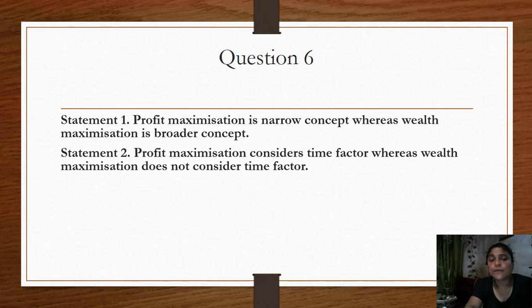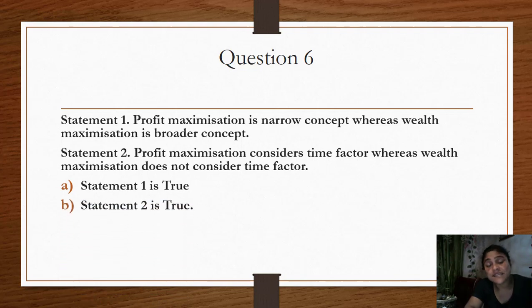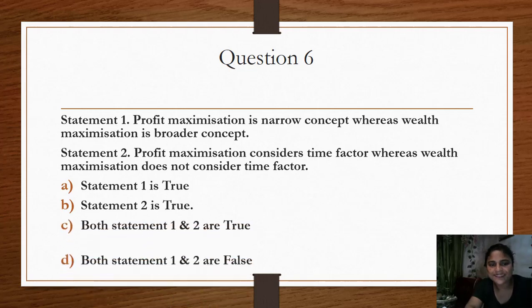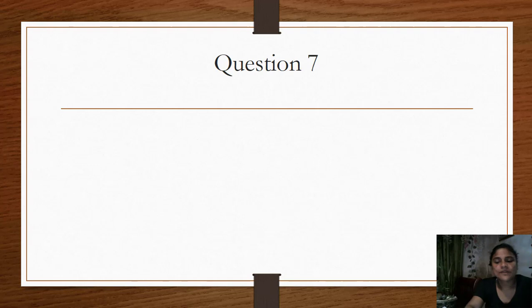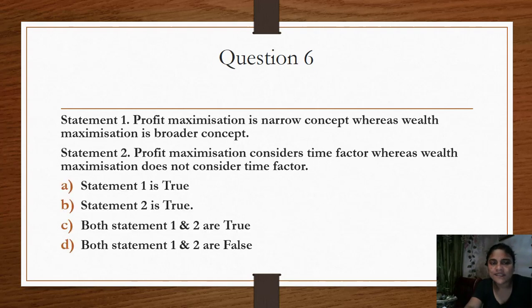Statement 2 says profit maximization considers the time factor, whereas wealth maximization does not consider the time factor. The answers given are: statement 1 is true, statement 2 is true, both statement 1 and 2 are true, both statement 1 and 2 are false. So what will be your answer here?